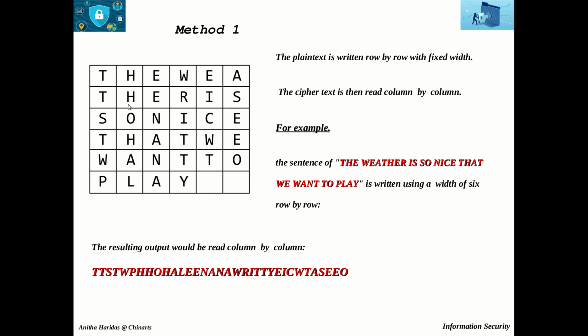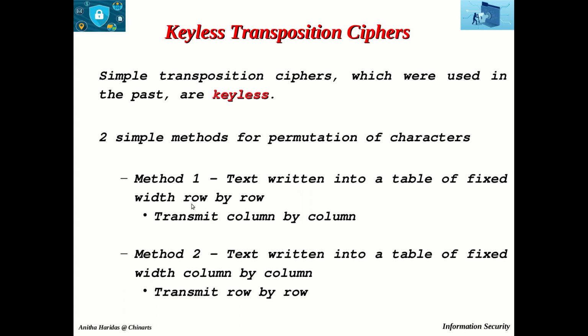So we are writing it row by row, and you can observe the width of the row is fixed as 6. Once you have written it row by row, the cipher text will be generated column by column. So the resulting output would be column by column. You will have T, T, S, T, W, P, then H, H, O, H, A, L. Like that, we will be generating the cipher text column by column. So that is the first method we have seen here.